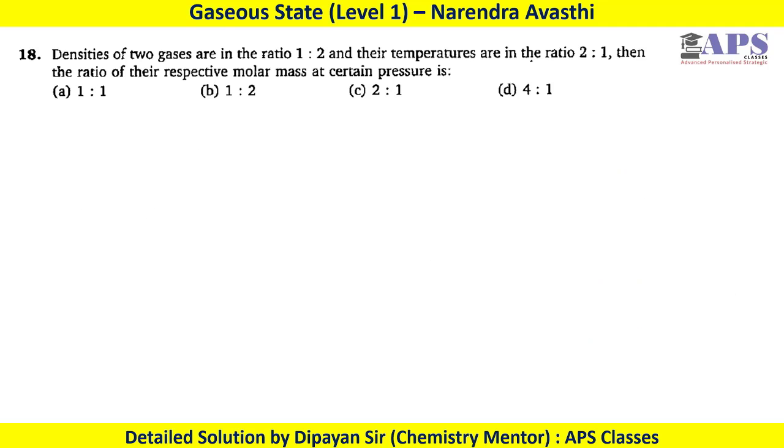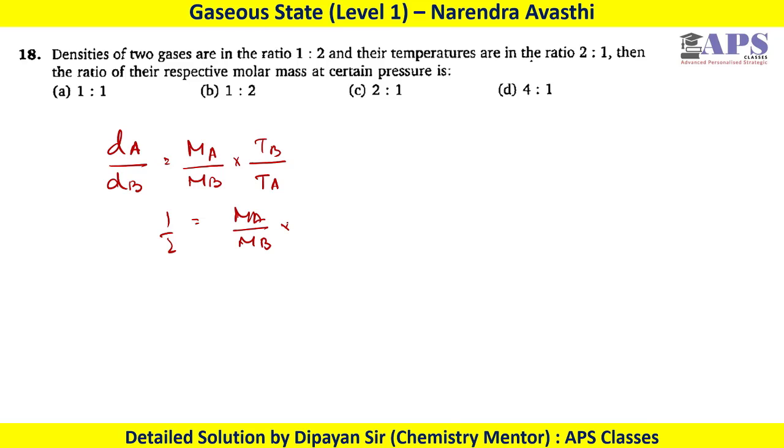In question number 18, we have density of A by density of B equal to MA by MB, TB by TA, and according to the problem, half MA by MB equal to half. The relations are given there. So MA by MB will become 1:1. So option A will be the correct option.